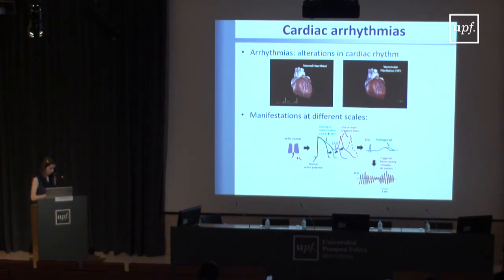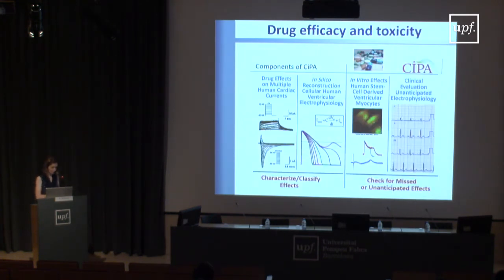So if we understand the different manifestations at different scales, we may improve our understanding of why this arrhythmia is occurring, and maybe develop methods to prevent them. So here we see an example of an alteration in a specific ion channel, which is the hERG channel encoding for the IKr current, and we see how these alterations lead to abnormalities at the cellular level, which then translate into abnormalities in the ECG, in the electrocardiographic signals, and eventually could lead to this dangerous arrhythmia.